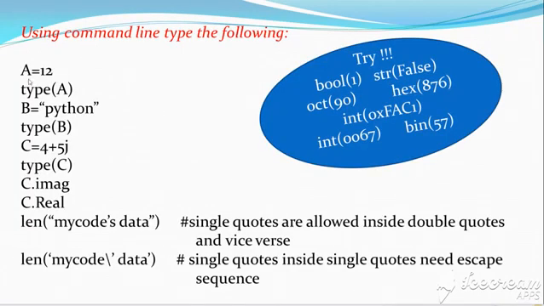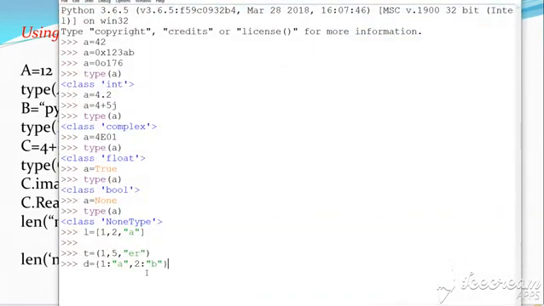We have already used this. A is equal to 12. A is the variable having the value 12. Type of A will give me what is the type? It is an integer. You can try this out on your computer. Len is a function in which if I write a string, it is going to tell me the length of the string.